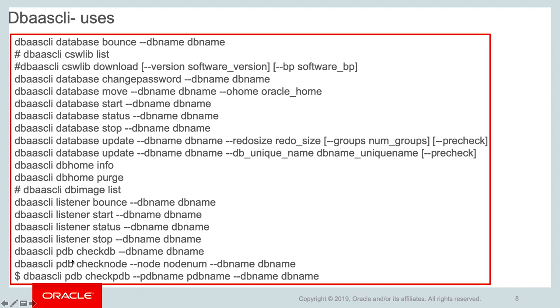You can bounce the listener. You can perform most of the tasks which are done on pluggable databases, like checking database name, and there are other commands also. So you can do all the PDB related operations with debug CLI, and you should look at the documentation, since we are adding more and more features and support to these kinds of CLIs. The documentation might change, and you will always be updated on the latest available options.